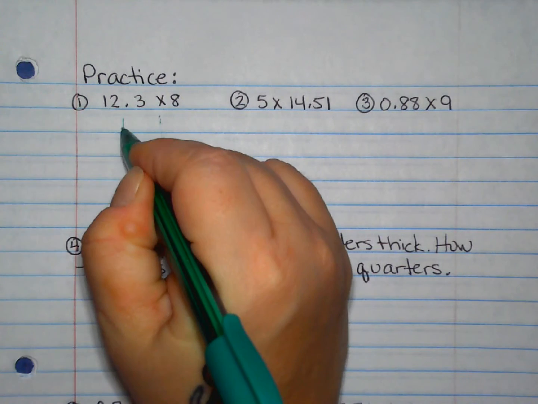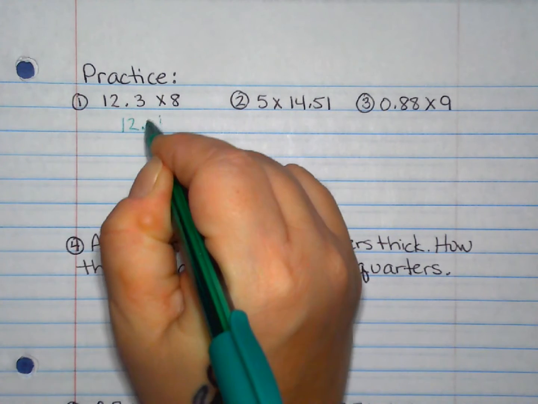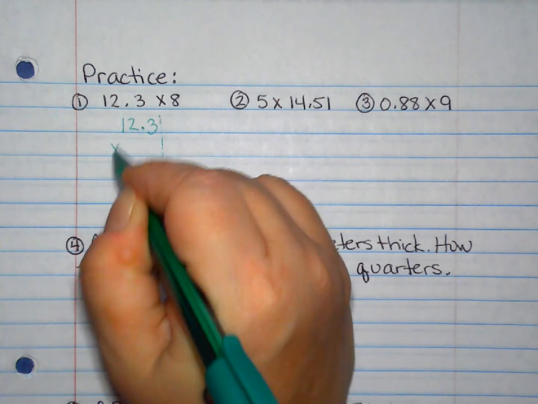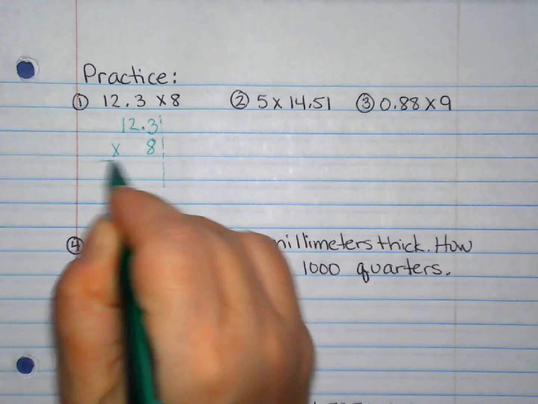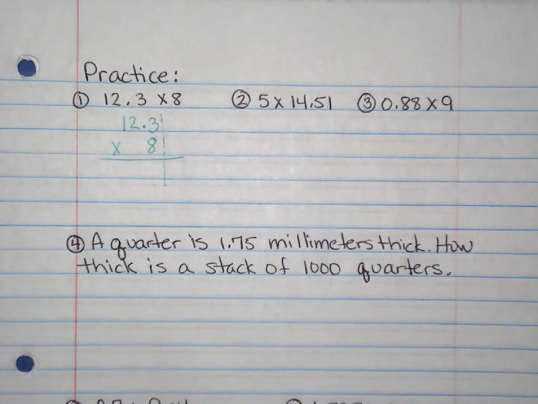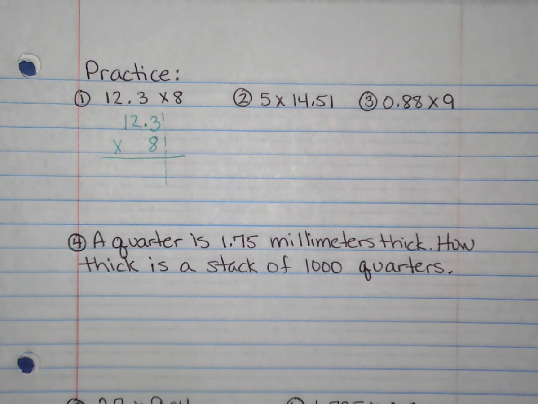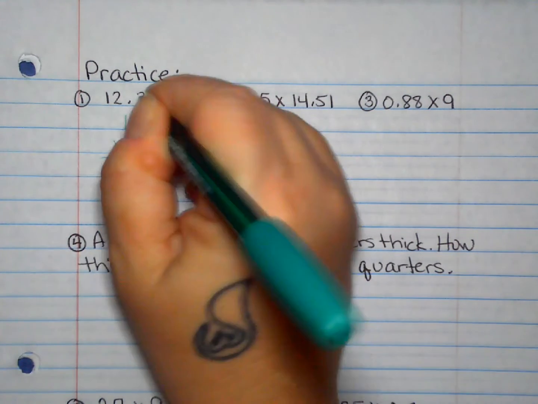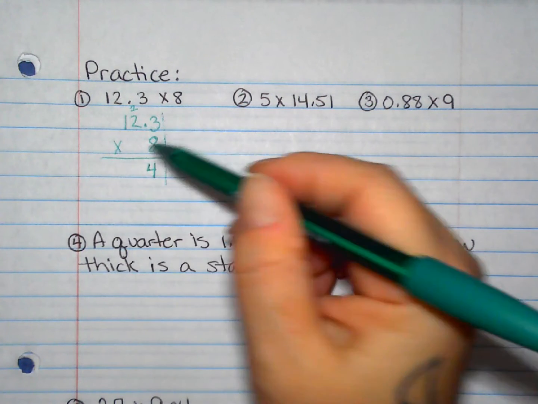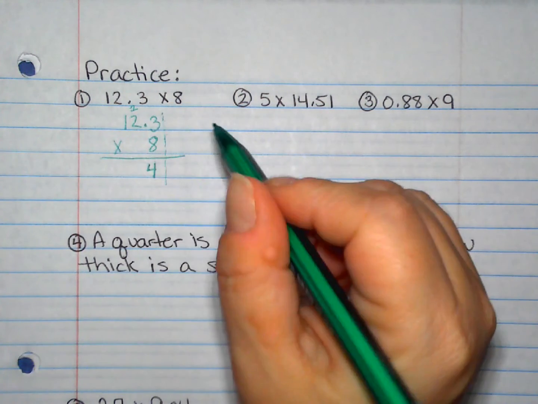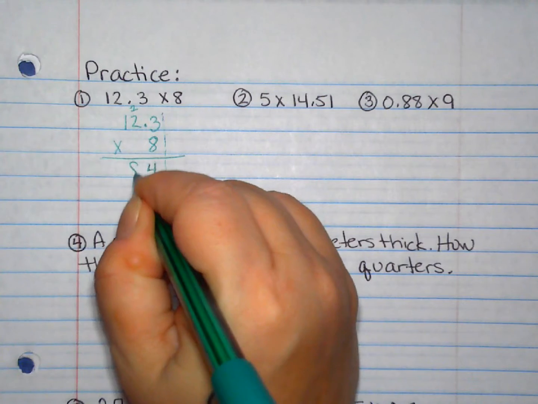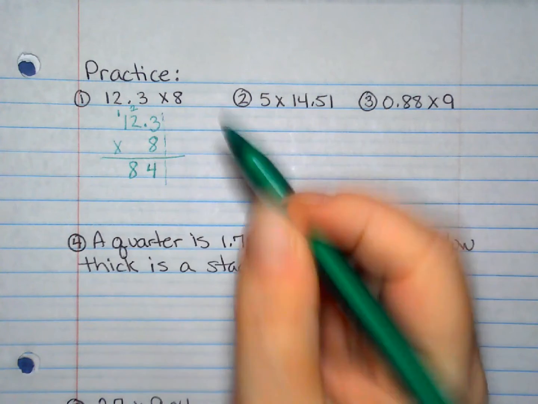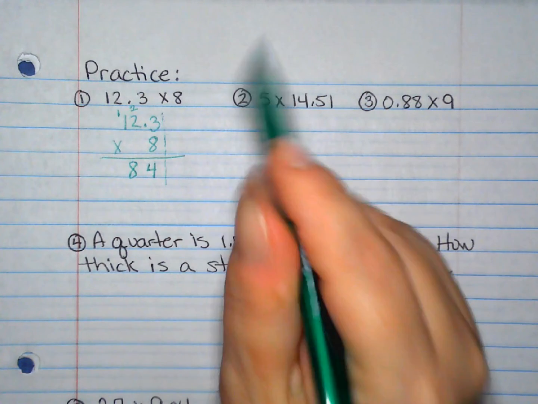So I've got 12.3 times 8. All right, well, 12.3 times 8. 8 times 3 is 24, carry 2. 8 times 2 is 16, plus 2 is 18, carry 1. 8 times 1 is 8, plus 1 is 9.